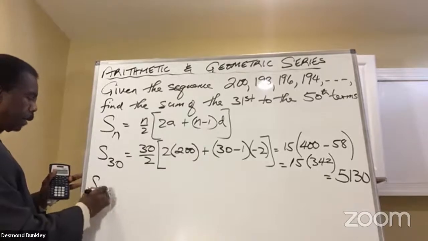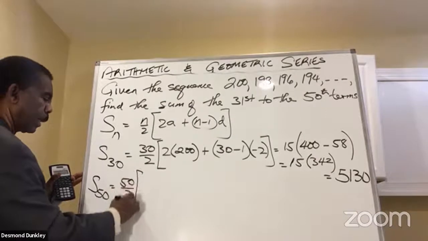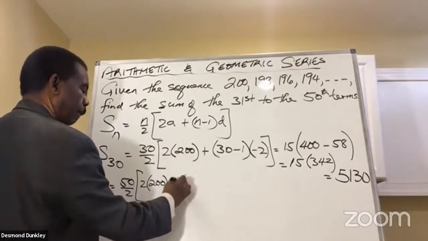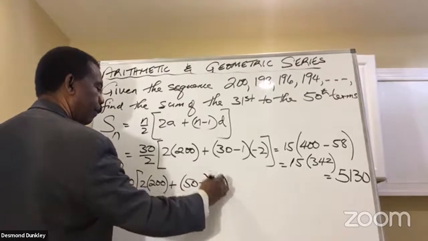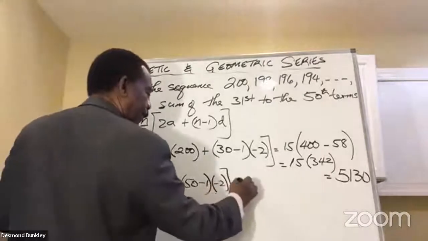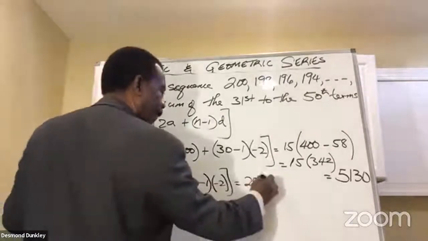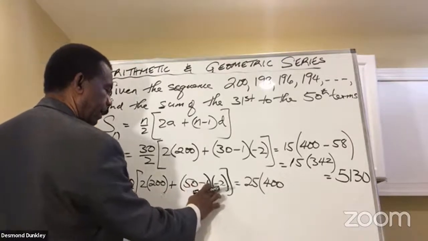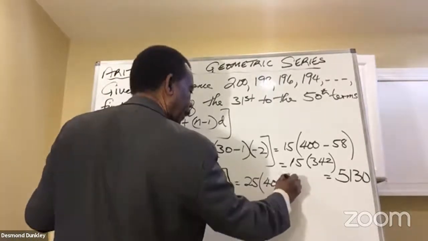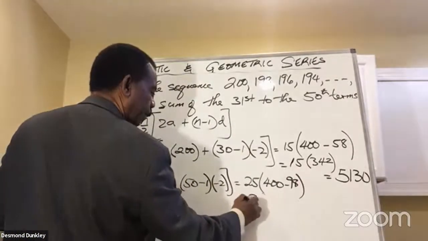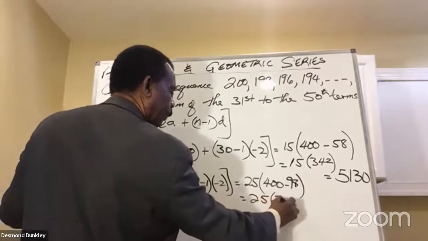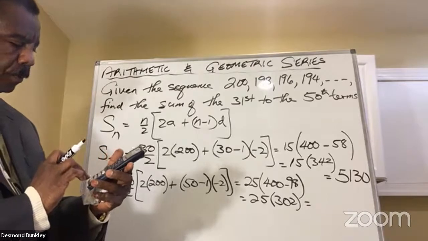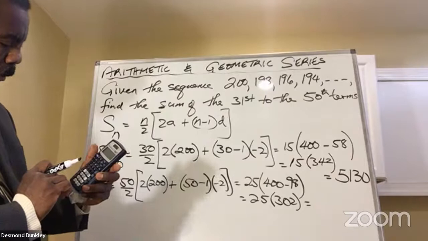Okay, so let's go to the next one. So S50 is going to be equal to 50 over 2 times 2 times 200 plus 50 minus 1 times negative 2. So it's 25 times 400. And then 50 minus 1 is 49 times negative 2 is minus 98. And what does that give us? 25 times 302, equal to 7550. Let me double check.